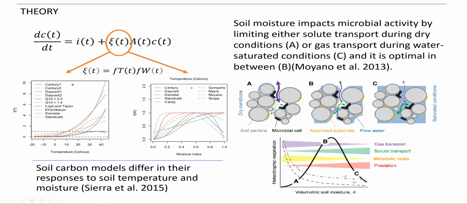So it's not very difficult. If you think about these differences in conditions, this function should be something like bell-shaped, but still there are a lot of differences here. And then we can ask why there are so many differences in these models, and can they be applied globally?